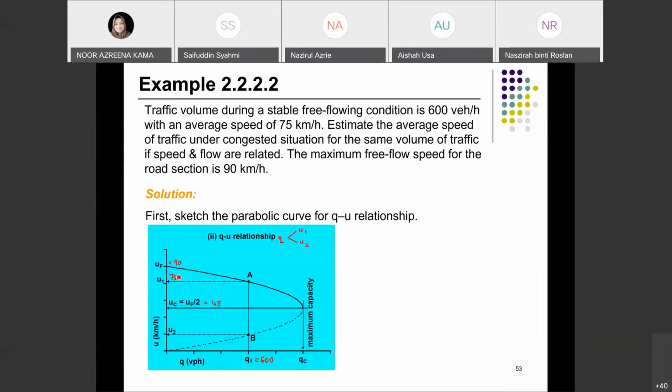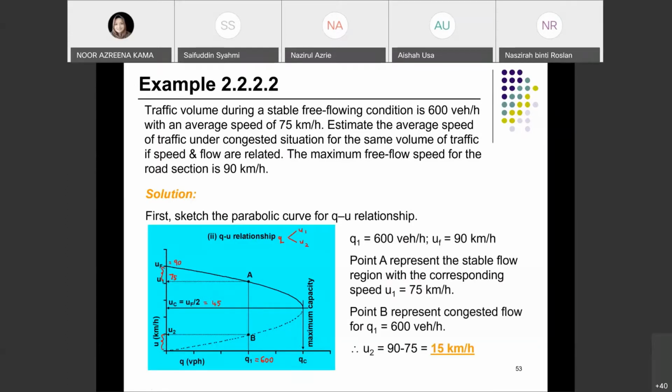Okay, if I'm not mistaken, Saifuddin kira 90 tolak 75, sebab the distance between UF to U1 equal to U2 to 0. Kan? Jadi, boleh directly get U2: 90 minus 75 equal to 15 km per hour. Sekejap saya tengok jawapan dia. Betul. Jawapan betul cuma tak sketch. Better sketch. Bila awak sketch, awak akan lebih nampak dan tak confuse kat mana position dia. Yang ni lah 90 tolak 75, dapat 15 km per hour.